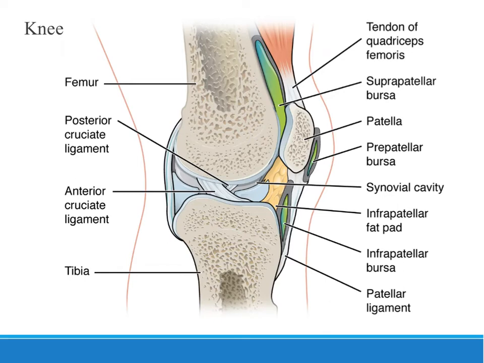So looking at a knee joint, a synovial joint with some of those things pointed out, we have our femur, the big thigh bone up top, the tibia down below, and we have our patella, so those are our 3 bones in our synovial joint.